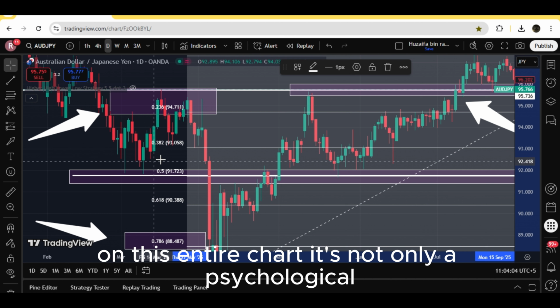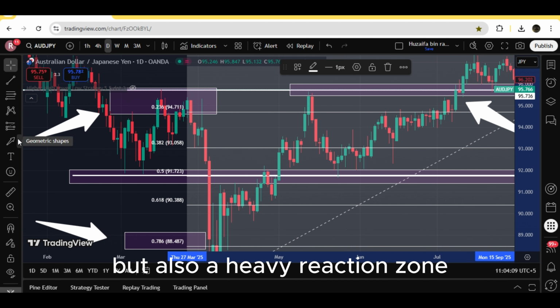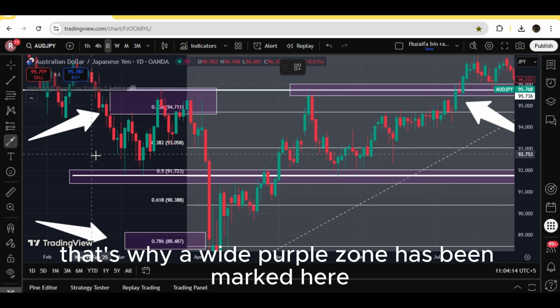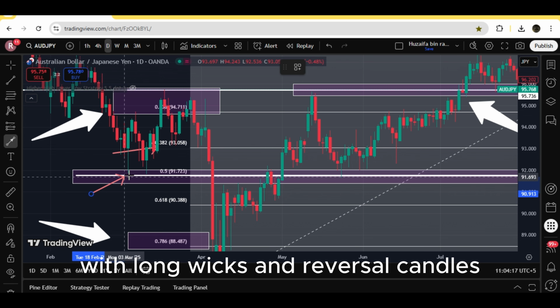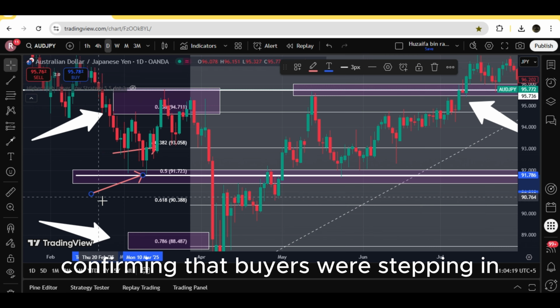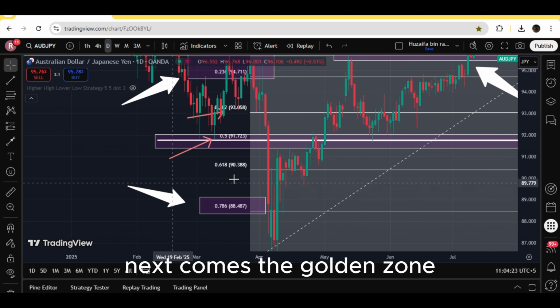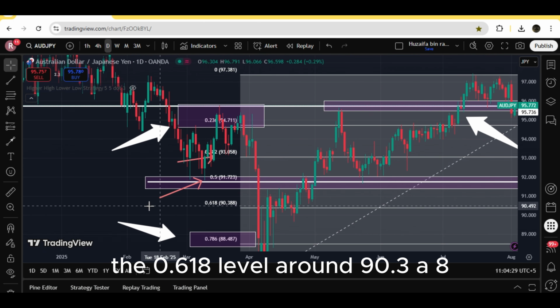It's not only a psychological midpoint of the bearish move, but also a heavy reaction zone. That's why a wide purple zone has been marked here. You can clearly see the price tested this area multiple times with long wicks and reversal candles, confirming that buyers were stepping in. Next comes the golden zone, the 0.618 level around 90.388.